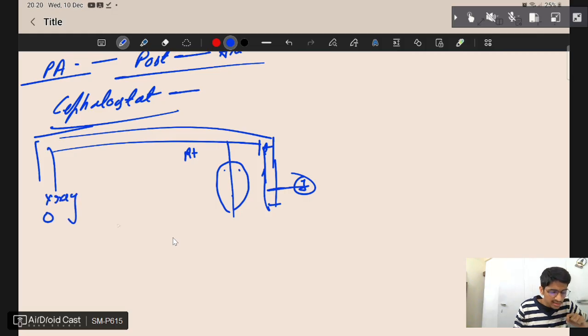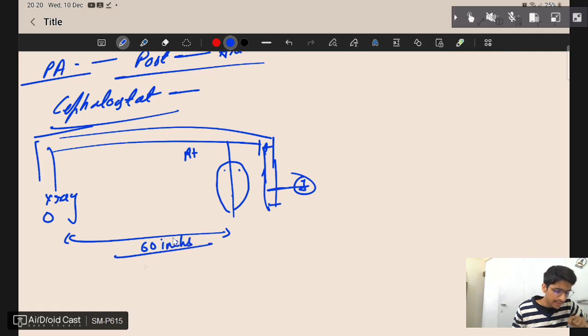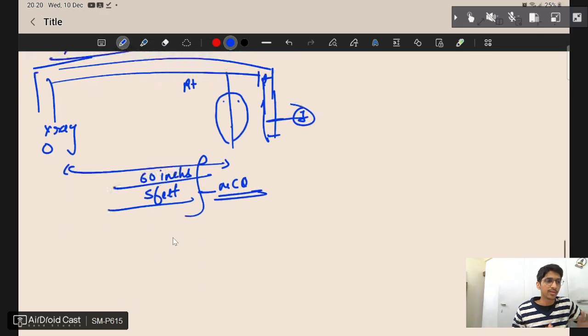This distance from the mid-sagittal plane to the X-ray source is around 60 inches or 5 feet. They ask MCQs on this also, so this is basically what you have to remember out of all this.